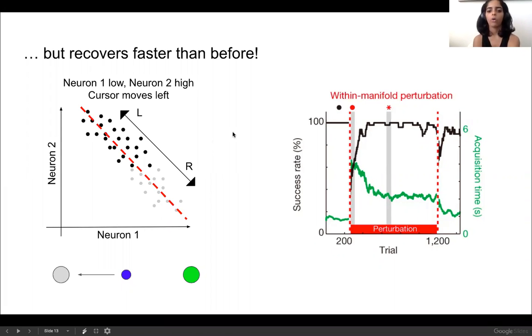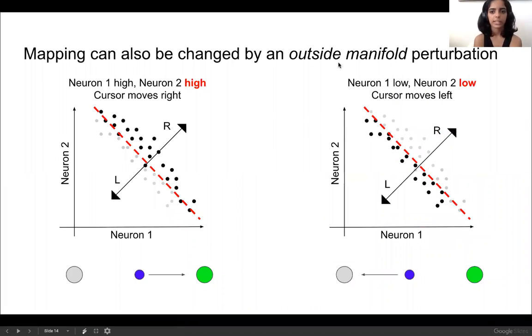Okay. Now, another kind of perturbation that they can do is an outside manifold perturbation. So what this means is that the neural activity, we know it usually falls along this intrinsic manifold. So when neuron 1 is high, usually neuron 2 is low. Now, what you can do is you can say that instead of the left-right movement depending on the position of the activity in this direction, we are going to make it depend on the position of activity in this orthogonal direction. So we're going to say that there's some threshold. If both neuron 1 and neuron 2 are above that threshold, that is neuron 1 high, neuron 2 high, then the cursor will move right. And if neuron 1 and neuron 2 are both below that threshold, then the cursor will move left.